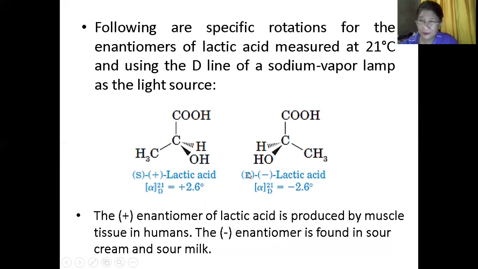This is clockwise and this one is clockwise, to the right. Okay. So the positive enantiomer of lactic acid is produced in muscle tissue. Take a look, though they have the same formula, they will differ in their configuration. While the negative is found in sour cream and sour milk.